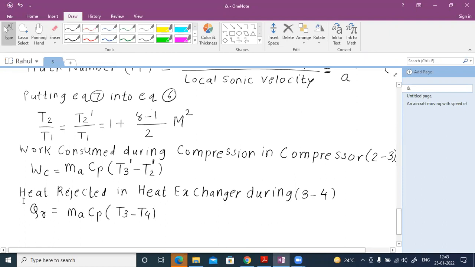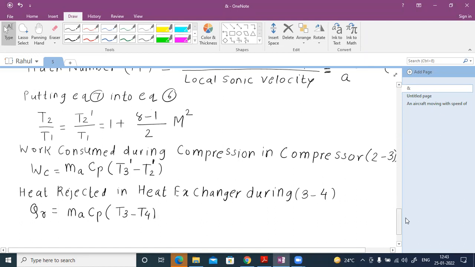But you already mentioned here heat rejected. So what I took out of T3 and T4, T3 is greater as compared to T4, because T3 is before cooling, T4 is after cooling, right? So obviously T4 will be less as compared to T3. That's why I took T3 minus T4, provided I already mentioned that it is rejected.